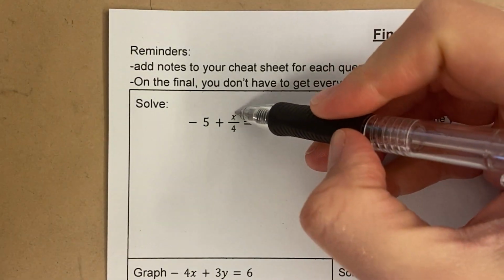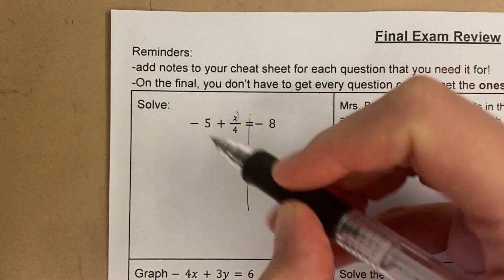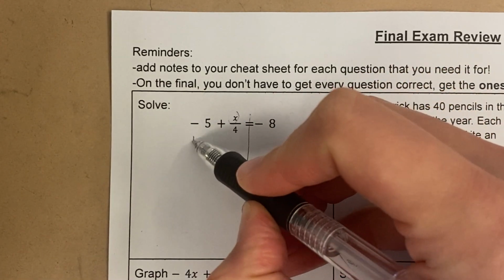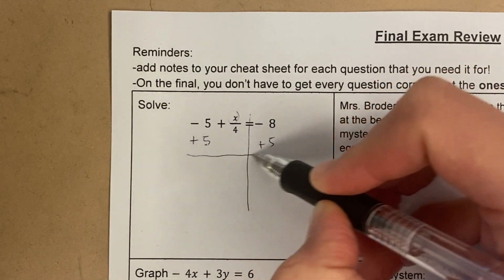Right here, I'm looking to get x by itself. So here's the equal sign. I want to get rid of this, and I want to get rid of this. So the first thing I'm going to do is say, okay, I want to get rid of this minus 5, so I'm going to do plus 5, right? I always deal with addition and subtraction first before multiplication and division.